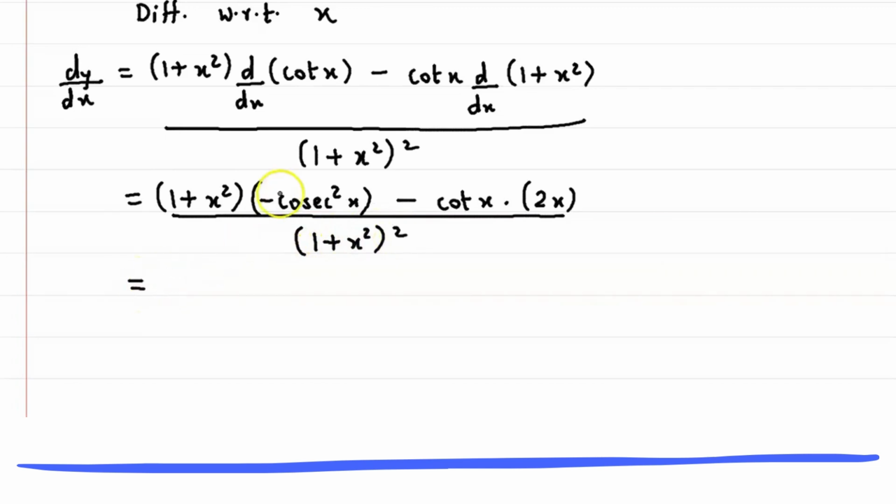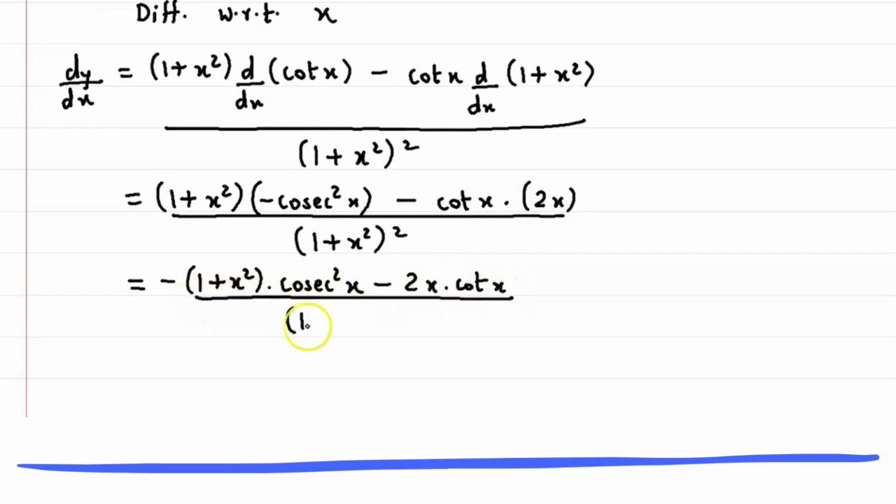Now we just rearrange the terms, taking this negative sign ahead over here. So we have minus of 1 plus x square into cosec²x, and just rearranging these two terms, we have minus 2x times cot x divided by 1 plus x square the whole square. So this is the value for dy by dx.